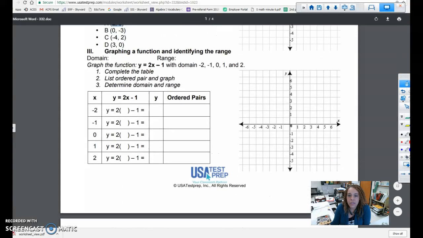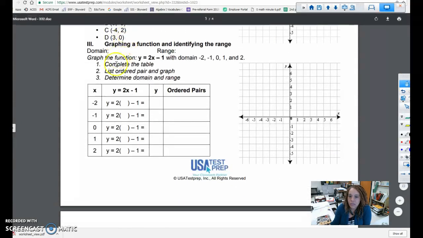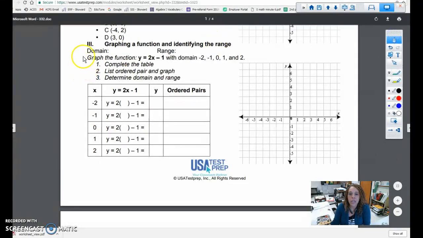If you are going further down this page, there's a reason I'm not going too fast. I want you to really comprehend what's going on in each of these pages, looking at the directions and what needs to happen so you can become familiar with what is being asked of you. So part 3 says graphing a function and identifying the range. The first thing we're going to do here is graph this function.